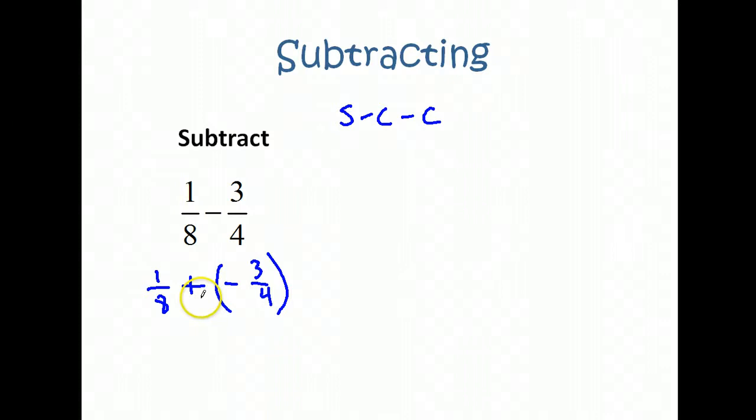All right, now I'm adding. One number is positive, one number is negative. So I know when the signs are not alike, I actually am going to subtract. So forget about the negative sign, turn this into a subtraction problem. I'm going to do the bigger number minus the smaller number. We're always going to set it up that way.